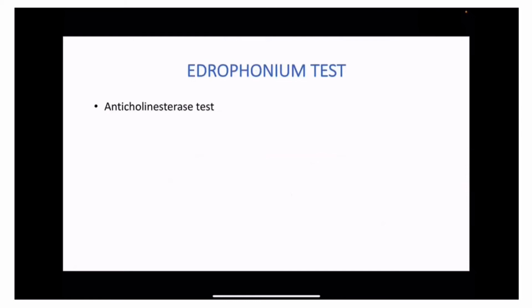There is one more test known as the edrophonium test. This is known as the anticholinesterase test, the same thing by which ICE was acting. What edrophonium does is it is a drug which is going to inhibit your anticholinesterase. And that is why, again, the same thing, your acetylcholine has a free path to act on your acetylcholine receptors because anticholinesterase is inhibited.